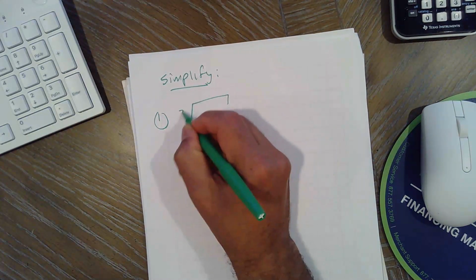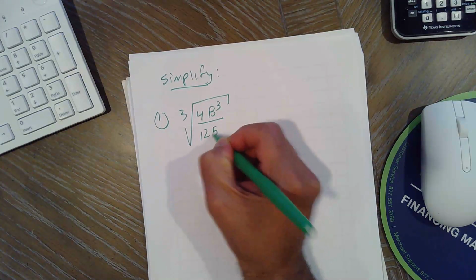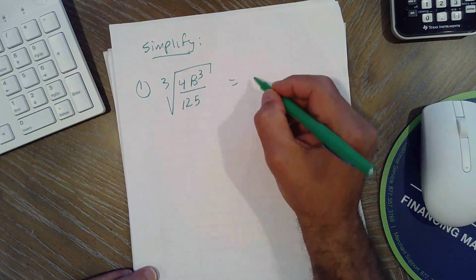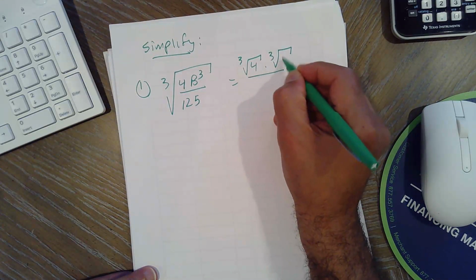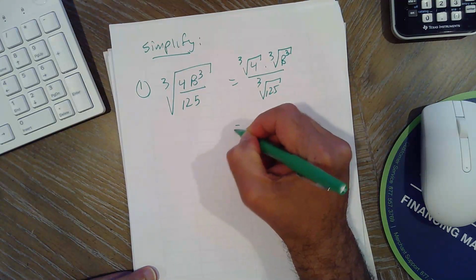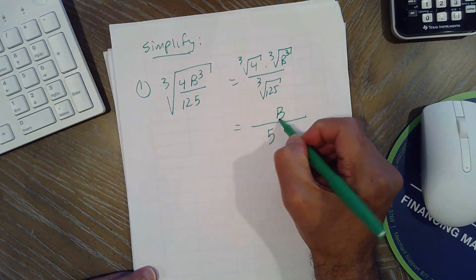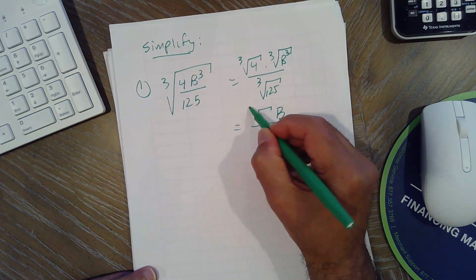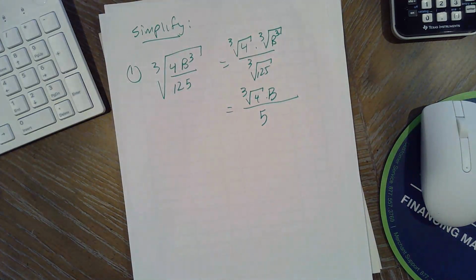Cube root of 4b cubed over 125. While using the product and quotient rules, we can write it as cube root of 4, cube root of b cubed over cube root of 125. 125 is a perfect cube, it's a 5. Cube root of b cubed is b, and 4 is not a perfect cube, it's no good. So this would be the final answer. Okay.